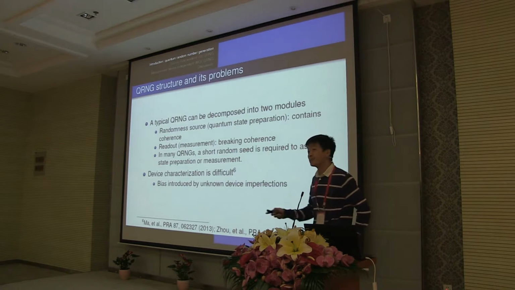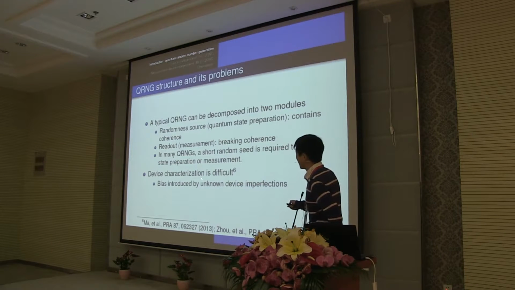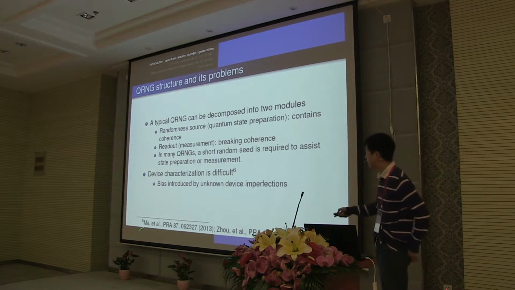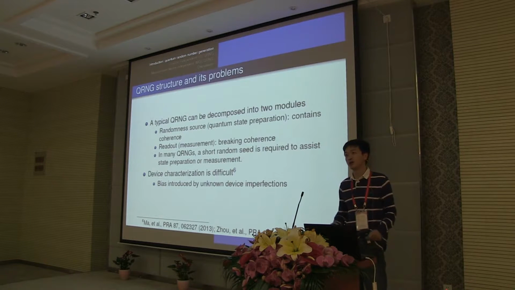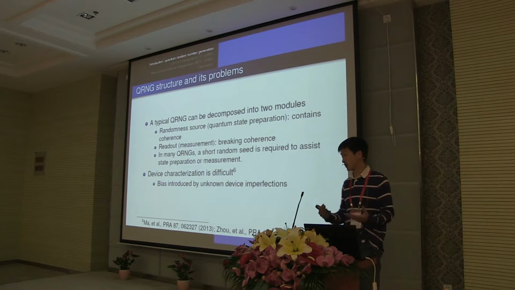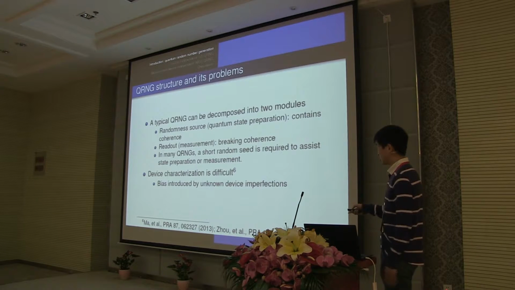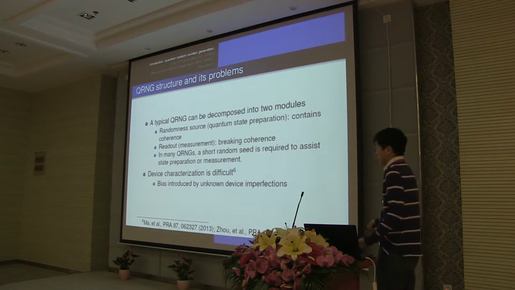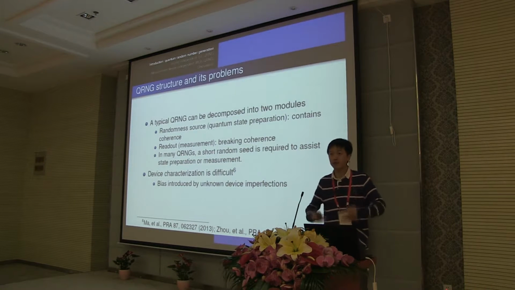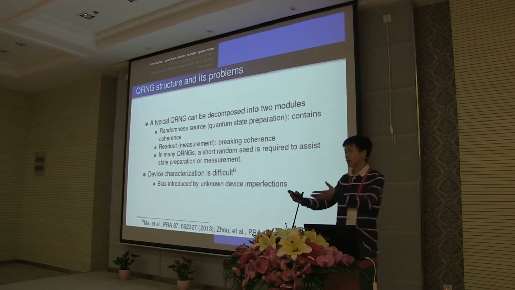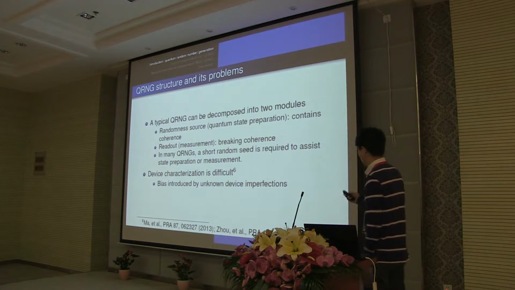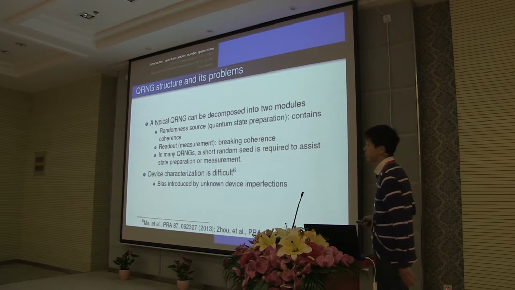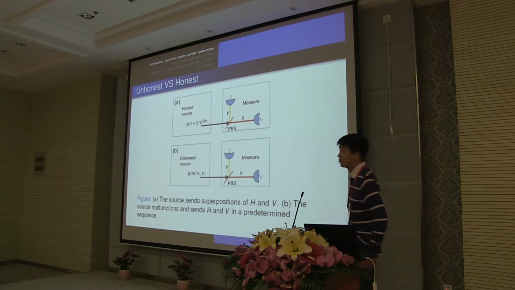Okay, and it turns out that the device characterization is difficult. We try to model those very, very fast continuous variable quantum random number generators, trying to make sure that the randomness is genuine. It turns out it's really, really hard. And also, bias can be introduced by unknown device imperfections. Especially if you buy some device from some unknown source or some companies, they might put some backdoors in your random number generator. That would be a big issue in crypto systems. Okay, let me give you one quick example.